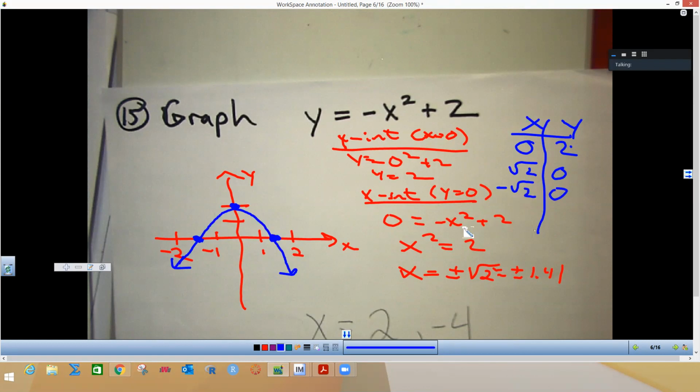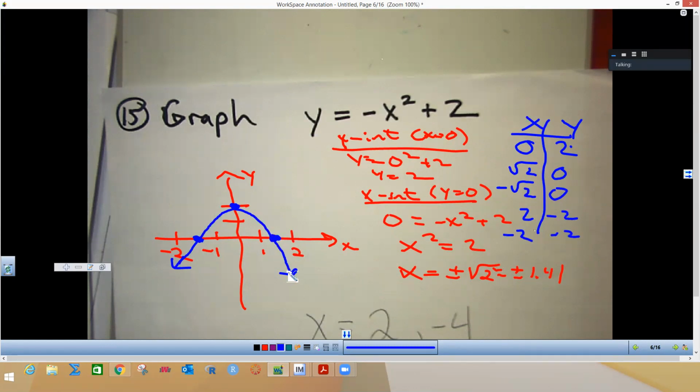Now I can just pick another number. Let's go ahead and just pick 2 and negative 2. So if I put 2 in here, that's 4, which is negative 4 plus 2, that's negative 2. If I plug negative 2 and square it, that's 4, and then negative 4 plus 2 is also negative 2.